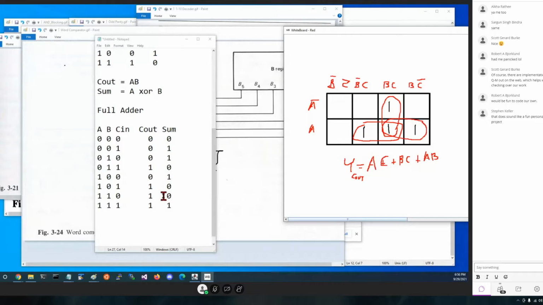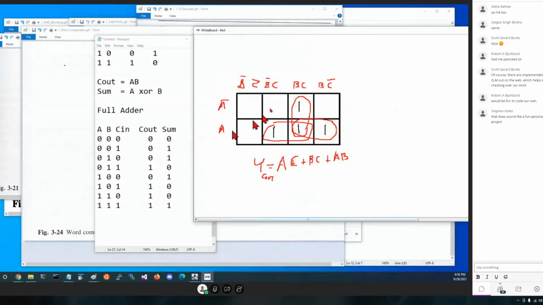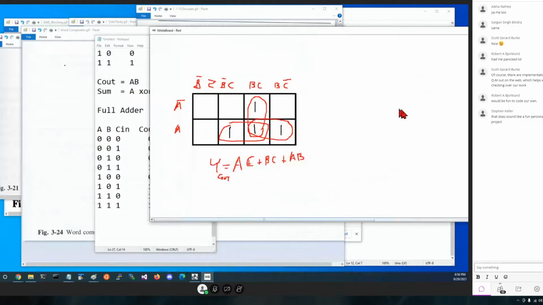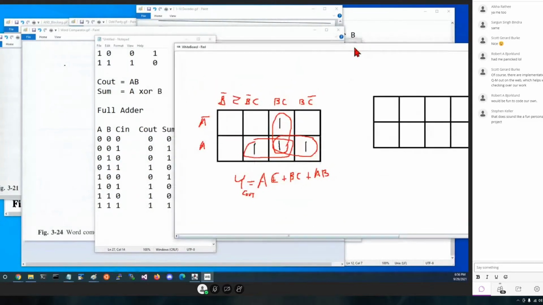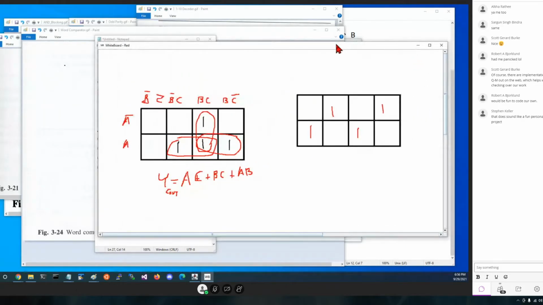This column right here is going to be problematic. 0, 1, 1, 0. 1, 0, 0, 1. Anybody see what combines there? Raise your hand if you can see how to reduce that.